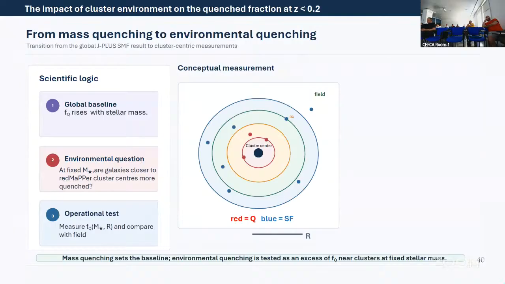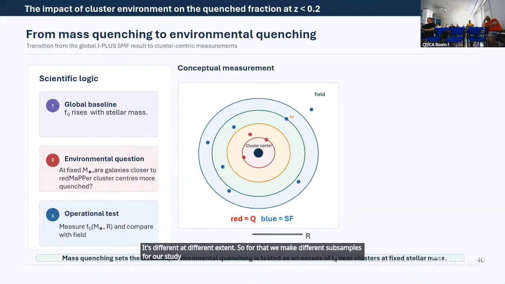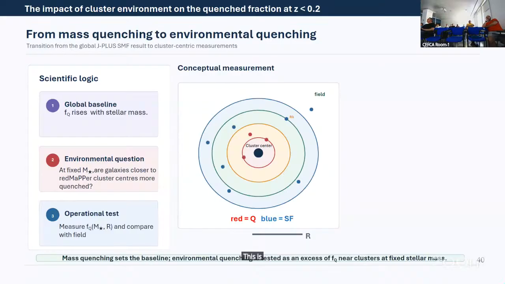So the big idea is that we are going to try to obtain the quenched fraction and to know if the quenched fraction is different at different cluster-centric distances. So for that we make different subsamples for our study. This is the main idea. And we compare also with the field.